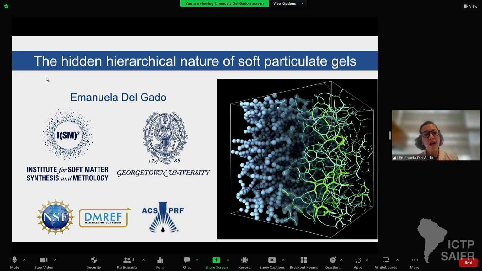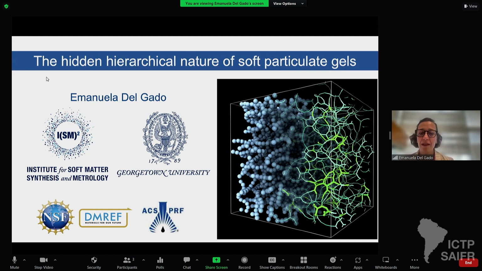So what I want to talk about is our attempt to try to understand the complex rheology of particulate gel networks, and in particular what we have managed to understand in connection to their complex rheological response.